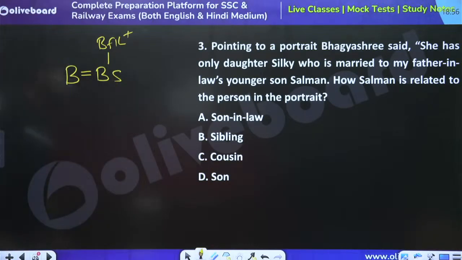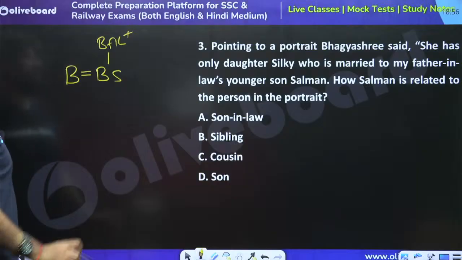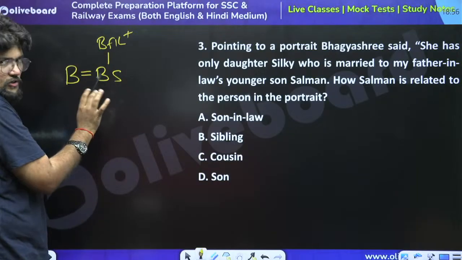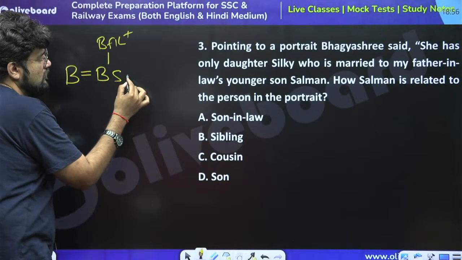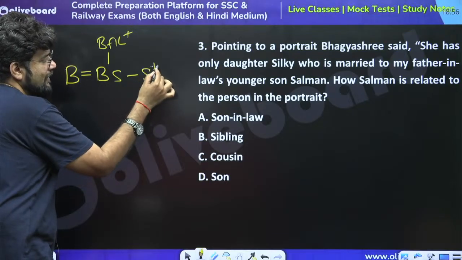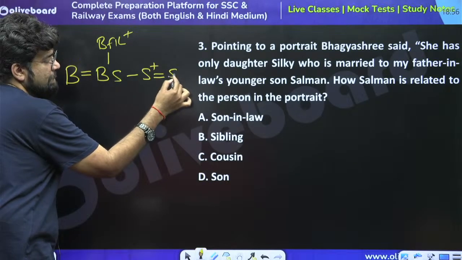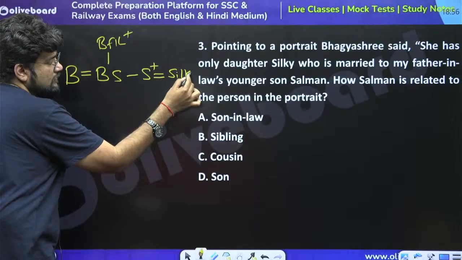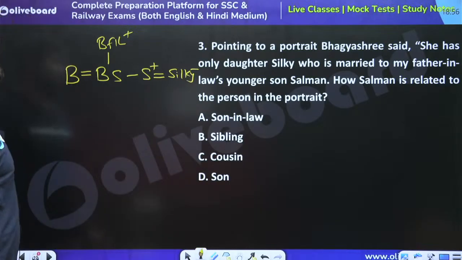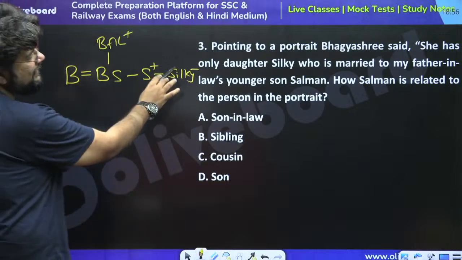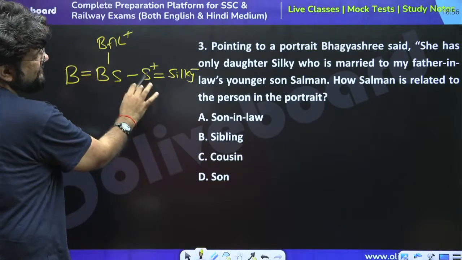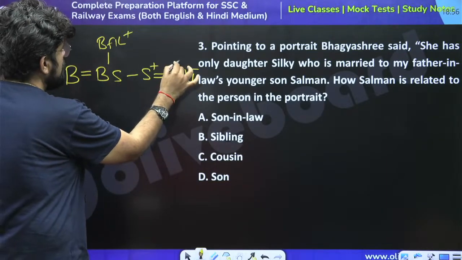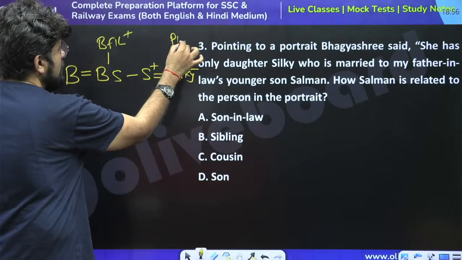Okay. Married to my father-in-law's younger son Salman. Now younger son cannot be this. We'll avoid taking this to be the person. So we'll say Salman is the younger son and Salman is married to Silky. Okay, she has only daughter Silky, who is married to my father-in-law's younger son Salman. And this is the portrait lady.